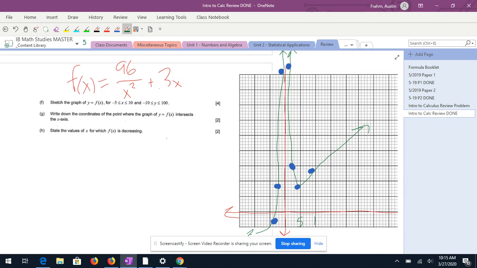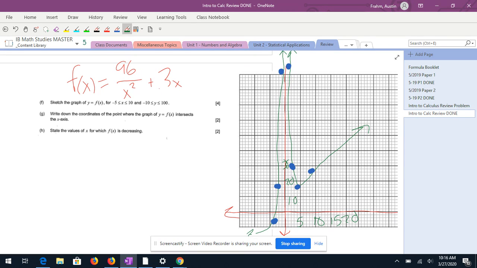So this would be 5, 10, 15, 20, and so on. But my y-axis, every line is going up by 2. So every 5 line is going up by 10. So this would be 10, this would be 20, this would be 30, and so on. So that's all you have to do for letter F, is just try and draw a sketch of the graph.